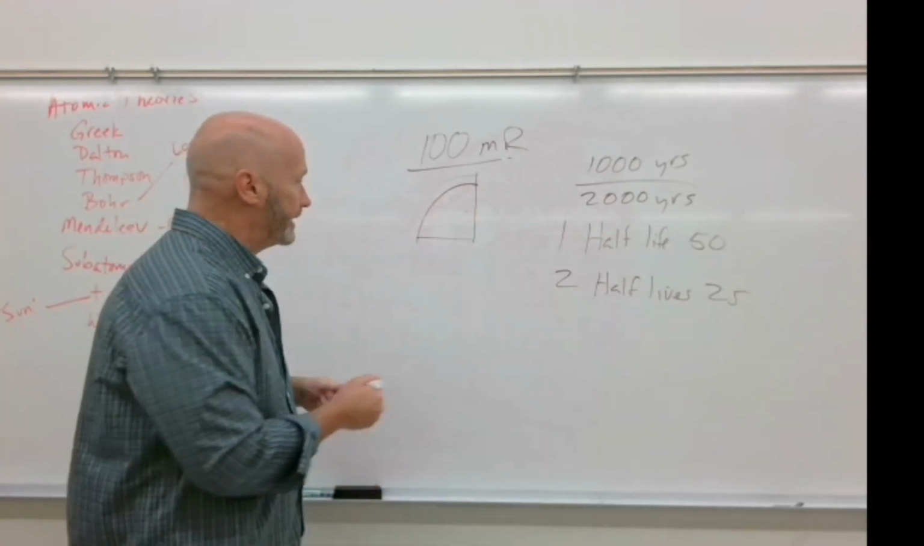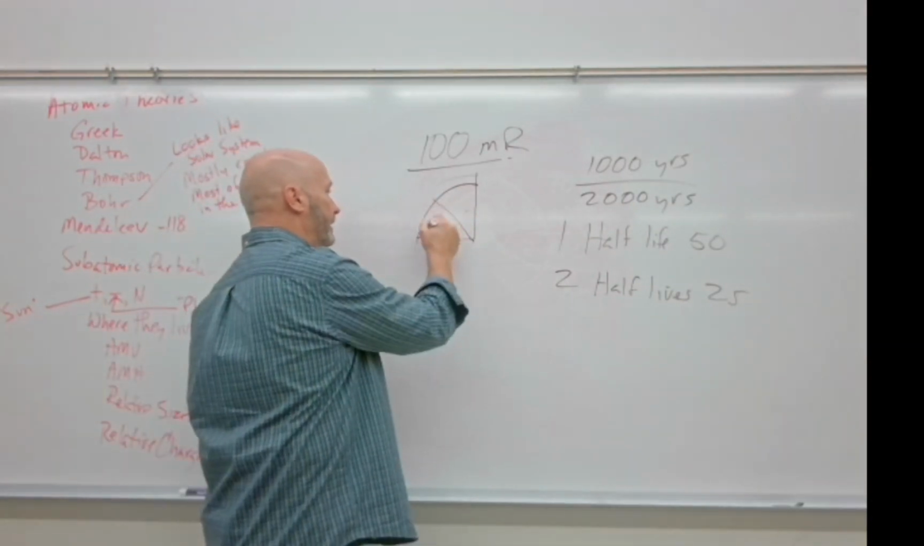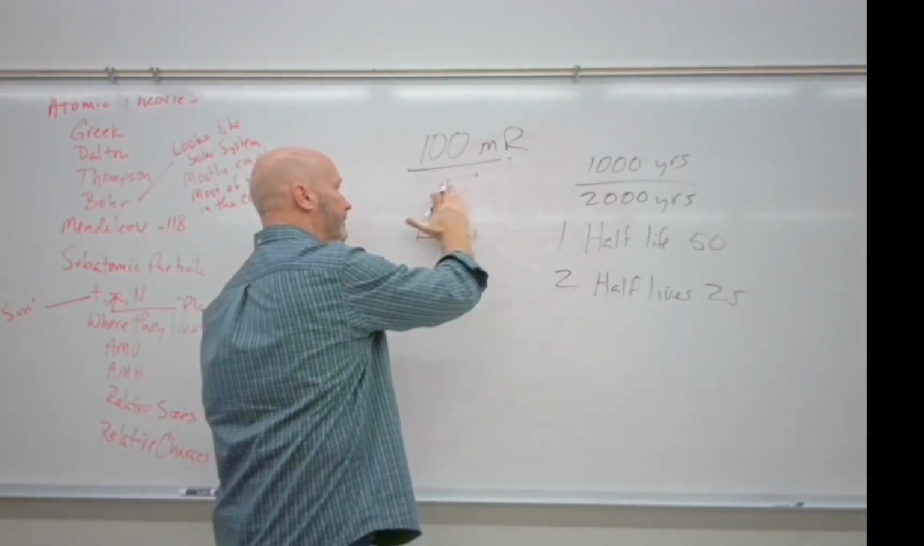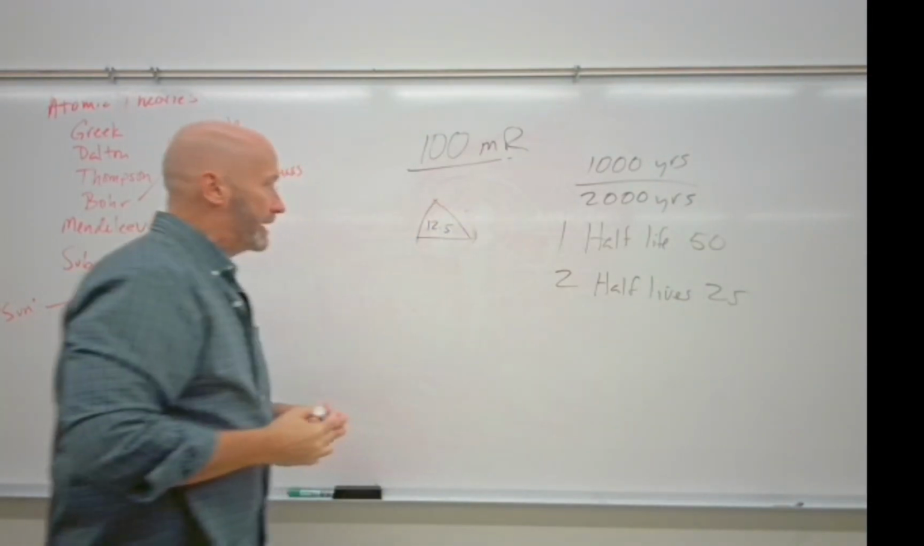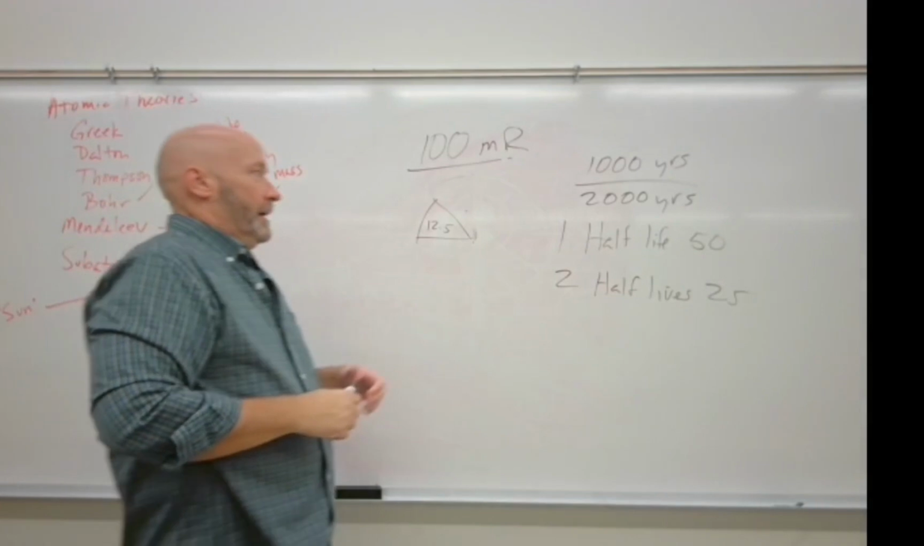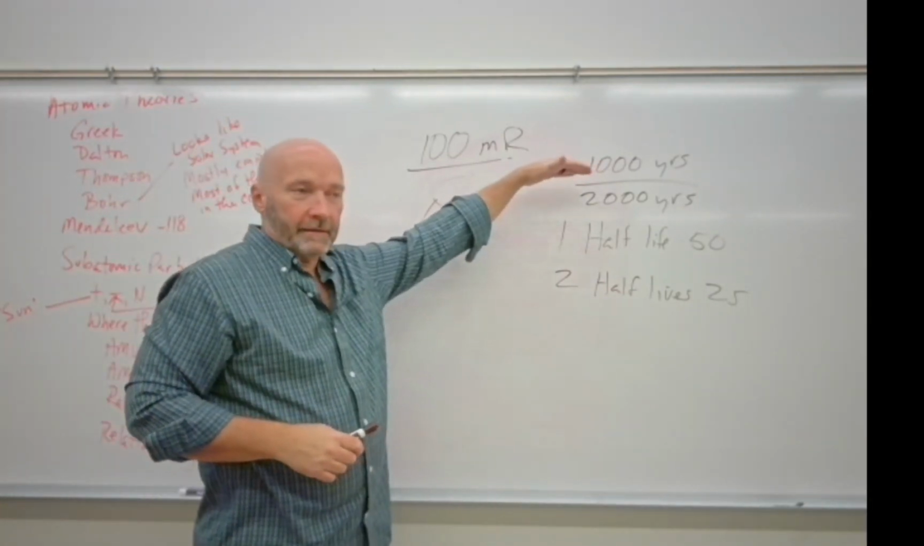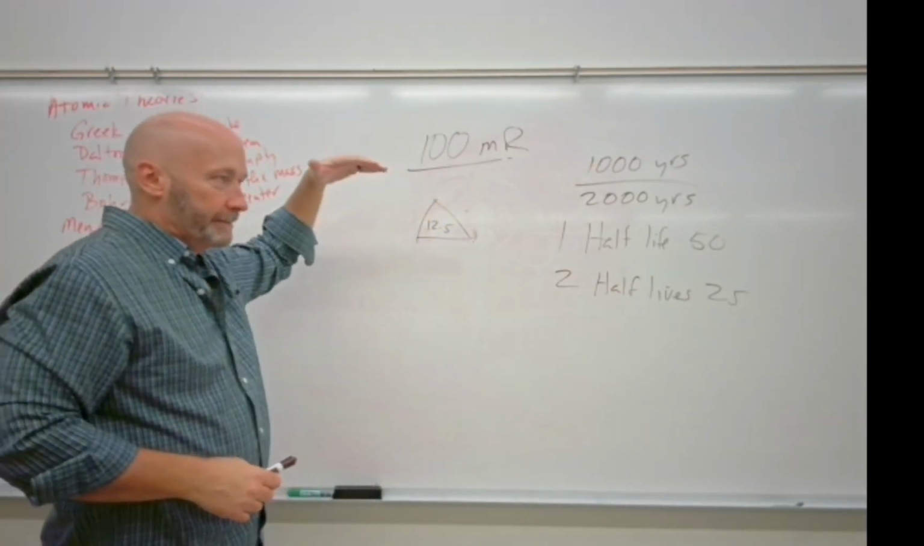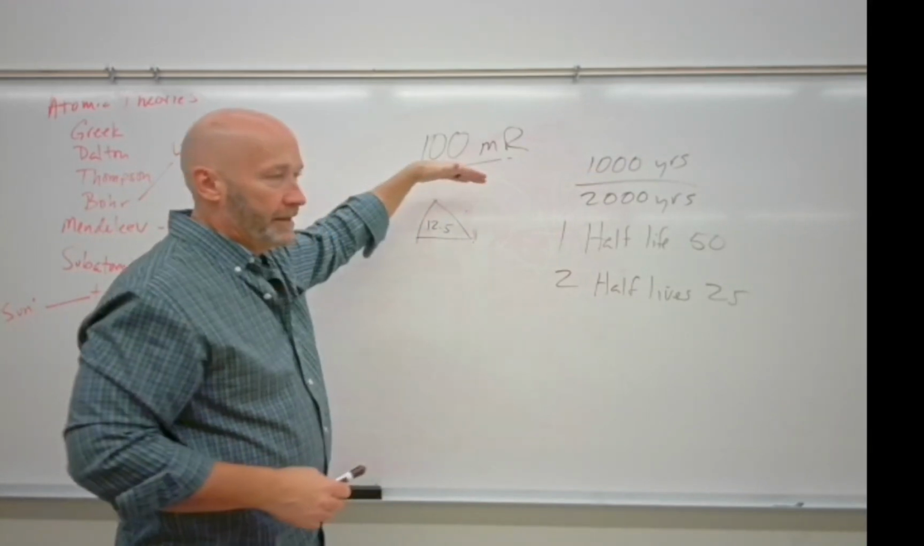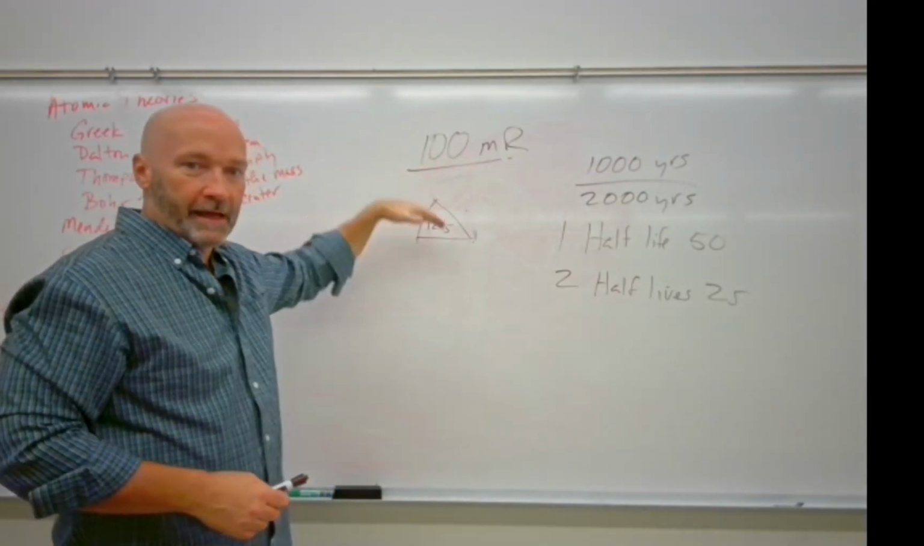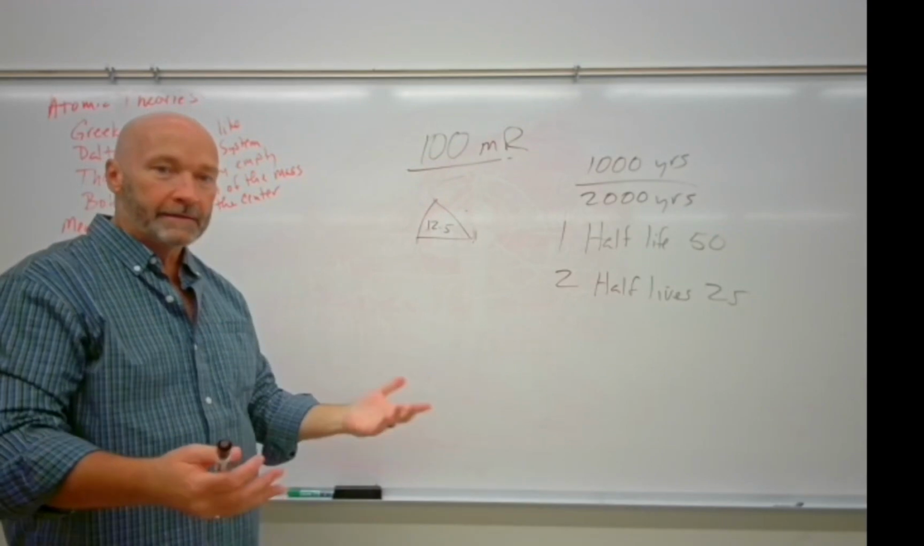Again, we would take that, divide it in half, we have 12.5. Okay, so radioactive half-life: the amount of time that it takes to cut the intensity of a radioactive material in half. Radioactive half-life.